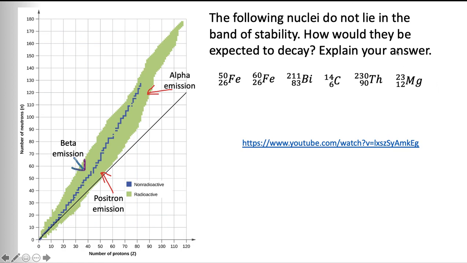How can we tell the mode of decay if we're given a particular isotope, just by looking at the isotope? I have worked all of these examples for you in a separate video, so click on this and watch how to tell how each of these isotopes is expected to decay. Note that especially the heavy elements up here can decay by several different types of decay, but the main decay is going to be alpha emission.